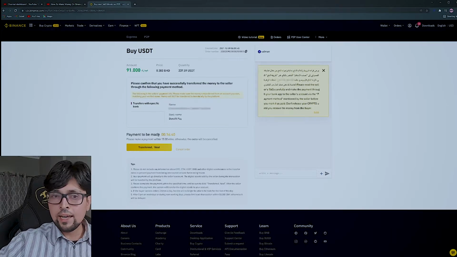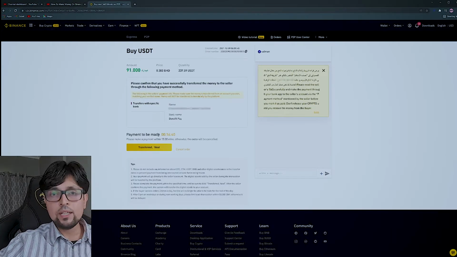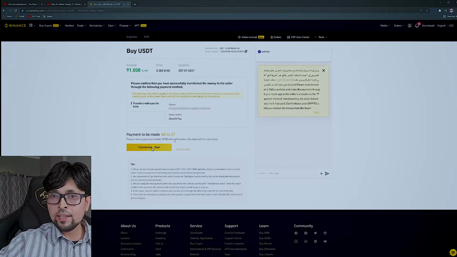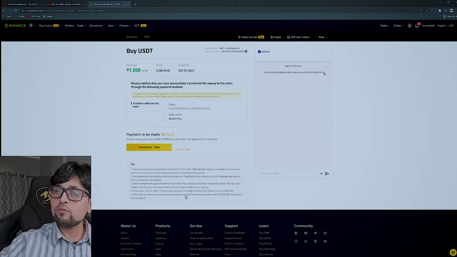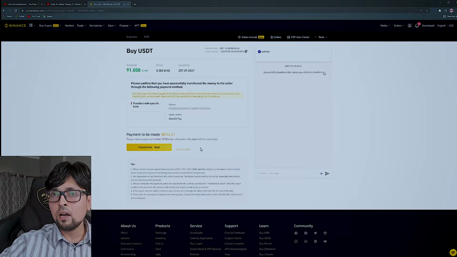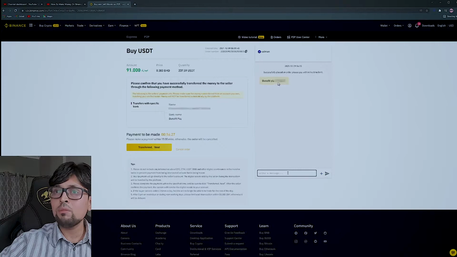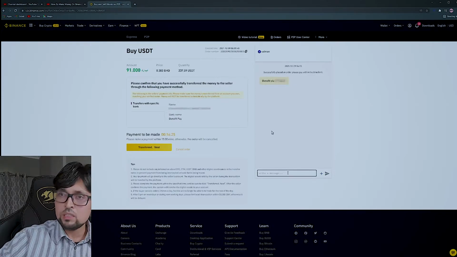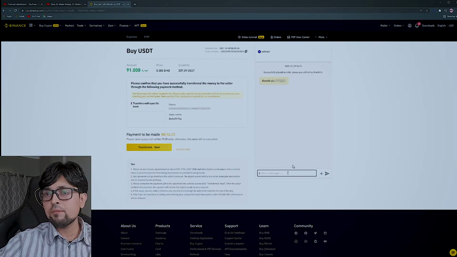So let's carry out the transaction. I have kept my account open. Before clicking on transfer next, what I will do is first chat with this gentleman, because I need to make sure he's awake and available. Sometimes this can also happen, the person has kept his account open but the gentleman is not available. Before I start, he has sent me a message, please benefit me at this account. That means he is available. So let's communicate with him.